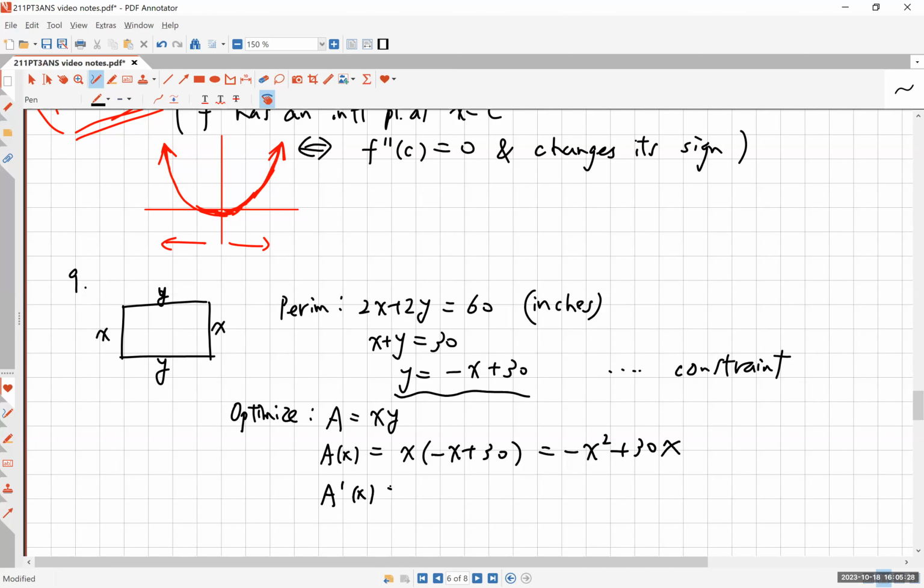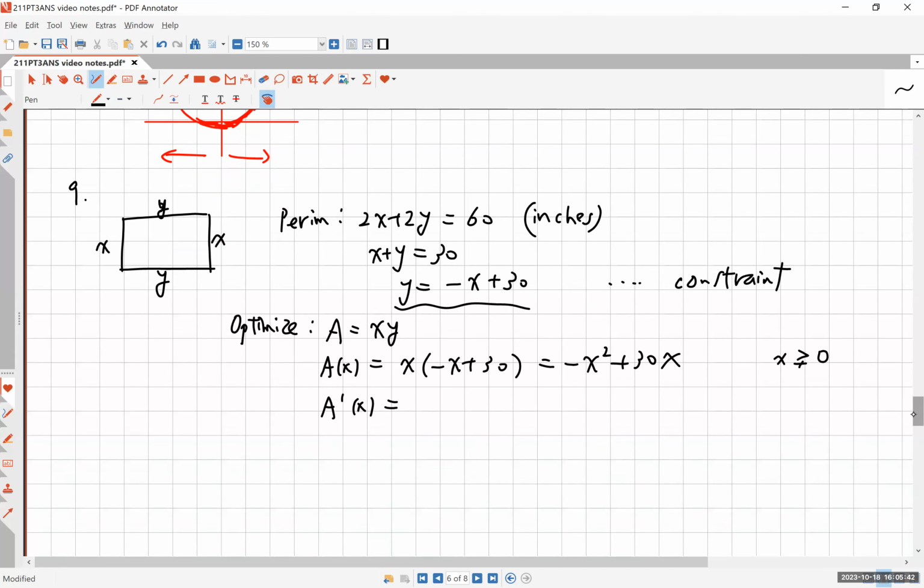Take the derivative. By the way, we know x is going to be greater than or equal to 0. It can't even be equal to 0, because if x were 0, then y would be 30, but there would be no rectangle. It'll be just a flattened rectangle, which is not a rectangle at all. By the way, x can't be bigger than 30 either.